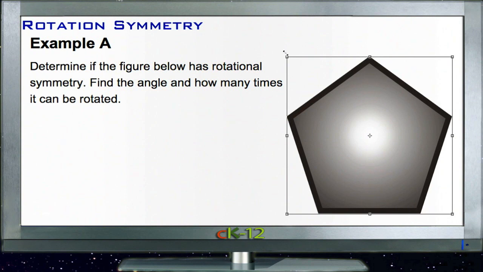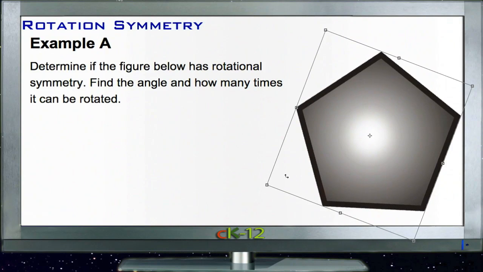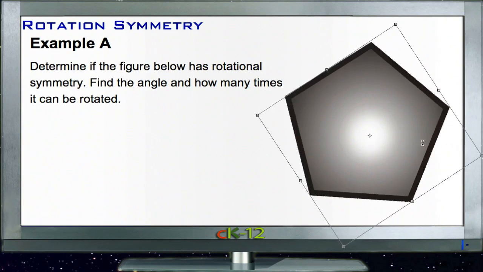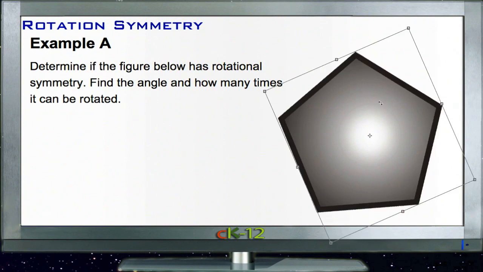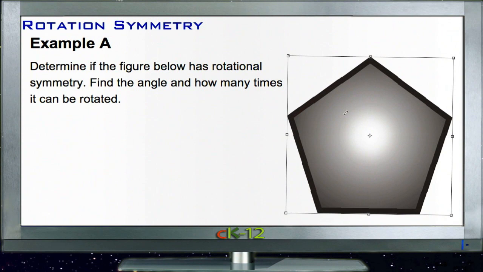If we grab it separately, we can see that we can rotate the figure around that center point. And as we rotate it, the figure stays virtually the same. You can't really tell without looking at my outside bounding box how that thing's been rotated from where it started. So yes, it does indeed have rotational symmetry. The question then is how many times it can be rotated.